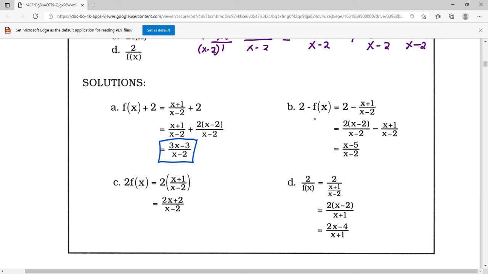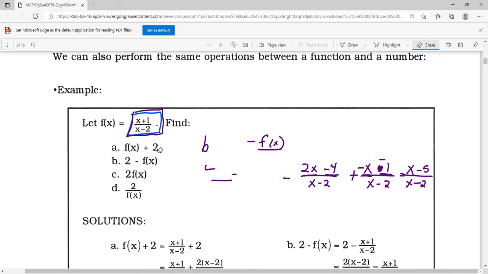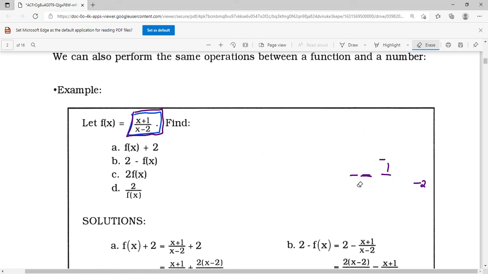Next one, we have to multiply our function times 2. So this is C, and it wants us to do 2 times f of x, right? So we're going to be doing 2 times x plus 1 over x minus 2.